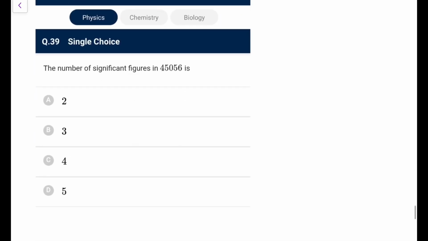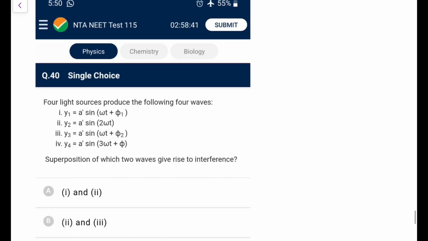The number of significant figures in 45056 is 1, 2, 3, 4, 5, because all figures are significant here, so it would be 5. That's an easy one for you.